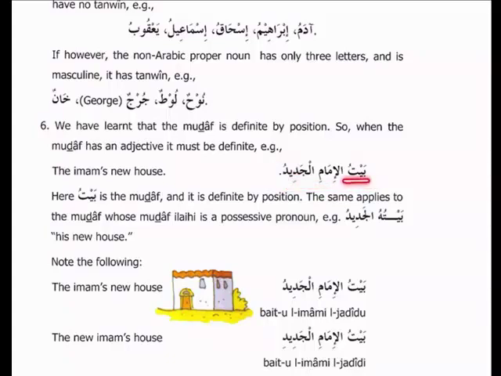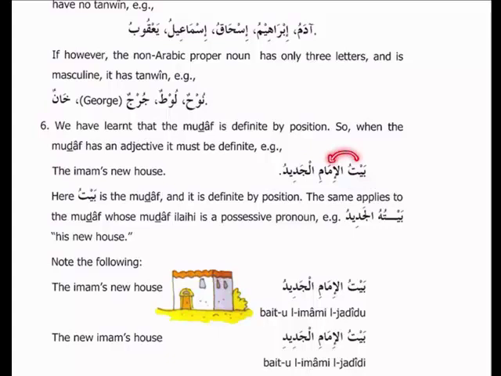So how will you decide that this word, which is your mudaf, is marifa or nakira? What is the process? It doesn't take tanween or al, isn't it? The mudaf doesn't take tanween and al. Then how will you know whether it is marifa or nakira? You will look at your mudaf ilayhi. If your mudaf ilayhi is marifa, you will say mudaf is marifa. If your mudaf ilayhi is nakira, you will say mudaf is nakira.